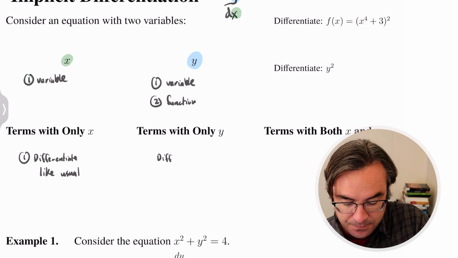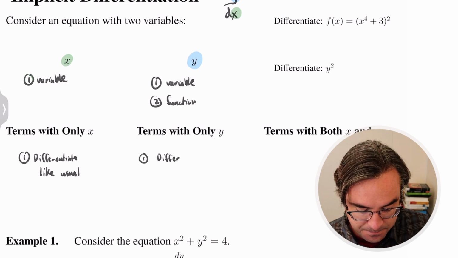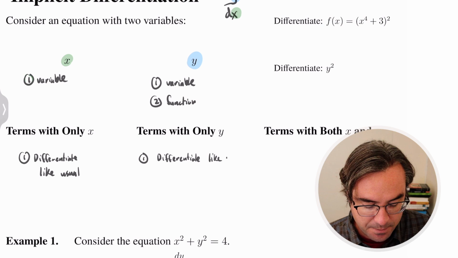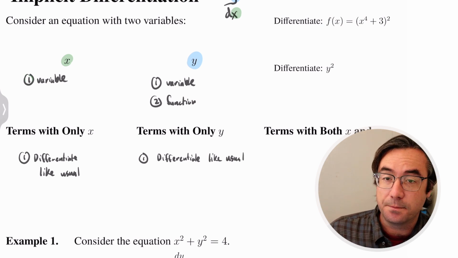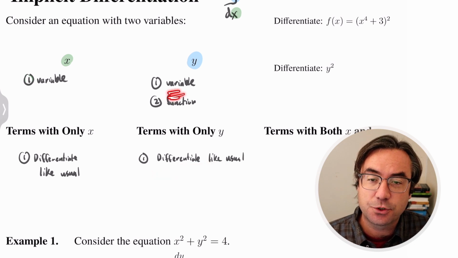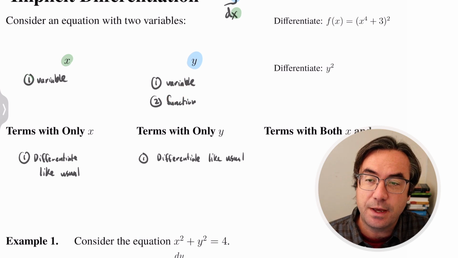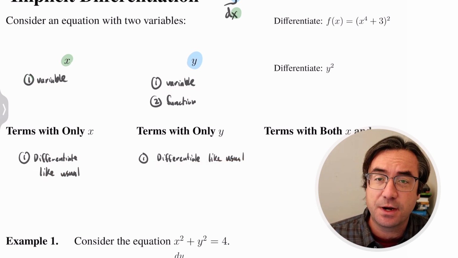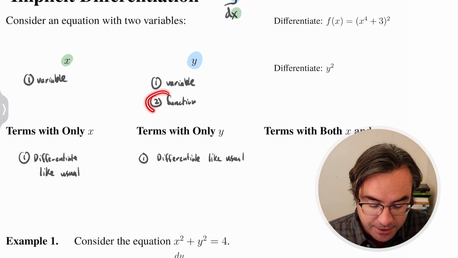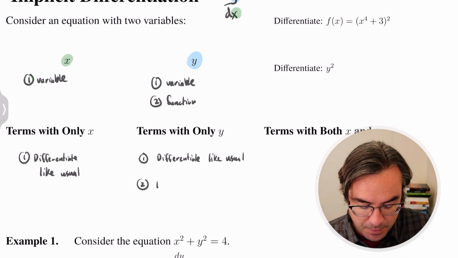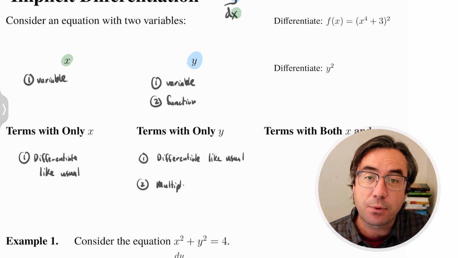Now, if we have a term involving only y's, well, we're going to differentiate just like usual. But then there's going to be a little bit more. We're going to differentiate like usual, and that's because we're treating y as a variable. So x is a variable, and we differentiate it like usual. y is a variable, so we're going to start by differentiating it like usual. But then because we're treating y also as a function, we're going to multiply the result by y prime.